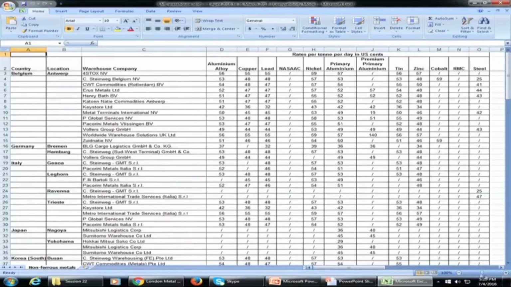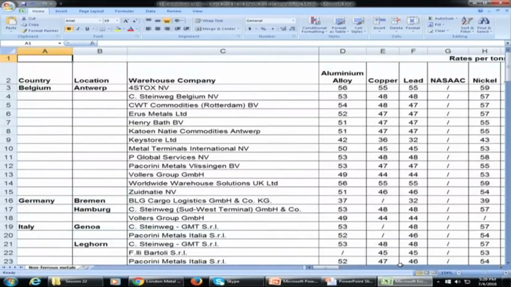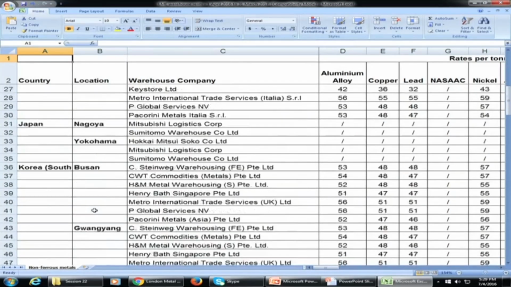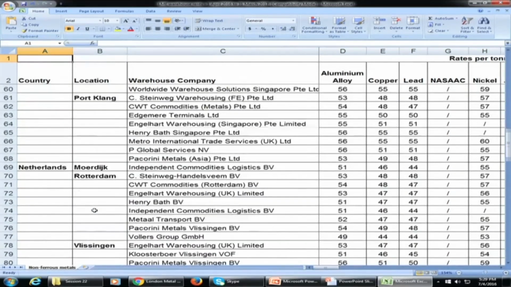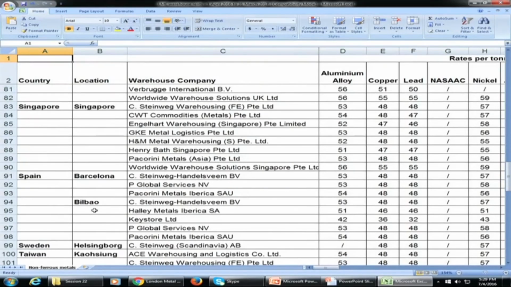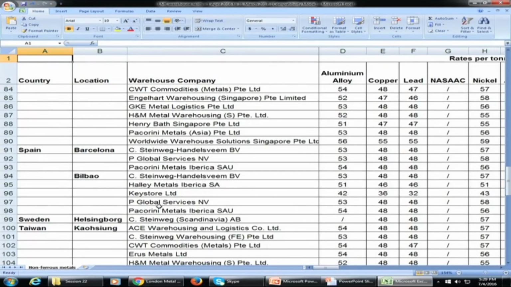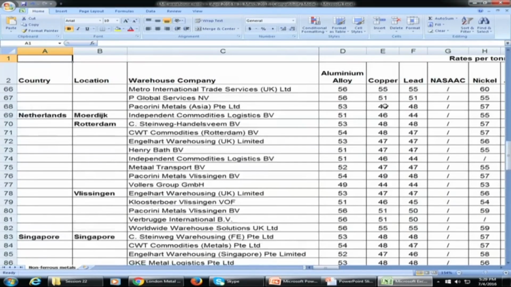I hope you are able to see this particular Excel file. Let me just increase the font size. This Excel sheet shows the different warehouse locations approved by London Metal Exchange. In Germany you have Italy, Japan, South Korea, Malaysia, Netherlands, Singapore, Spain, Sweden, Taiwan, and so on and so forth. I am not going into this detail.